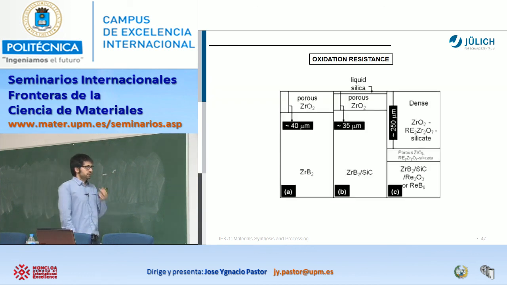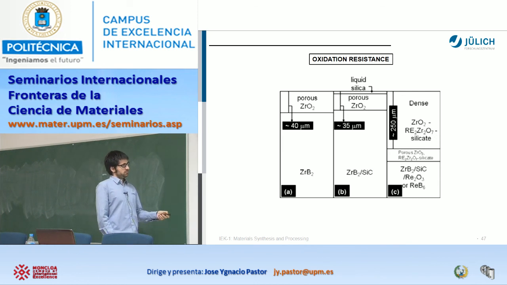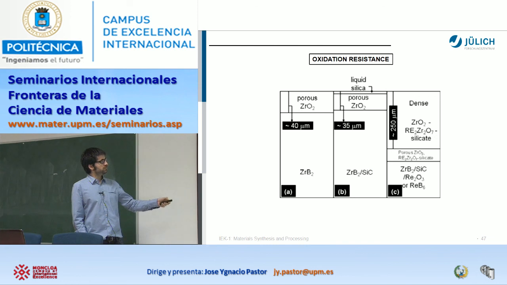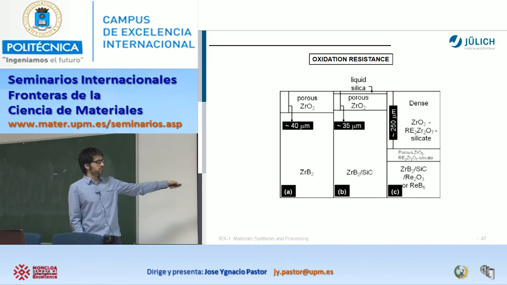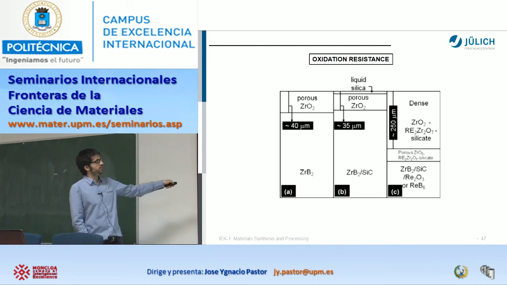And then what we will observe in the next picture is this, okay? For the monolithic materials we had our zirconium diboride with the porous zirconium oxide. Then all the oxygen can penetrate and react with the zirconium diboride. If we incorporate the silicon carbide, we have seen that, okay, we have our porous materials, but there is a borosilicate glass or a silica liquid that is protecting our material, and then the penetration is lower.